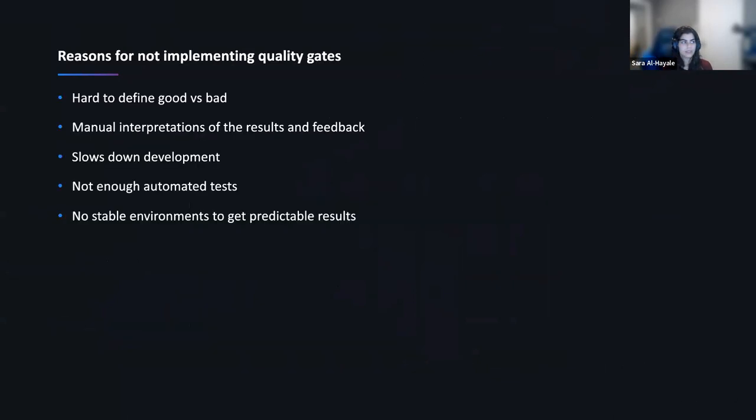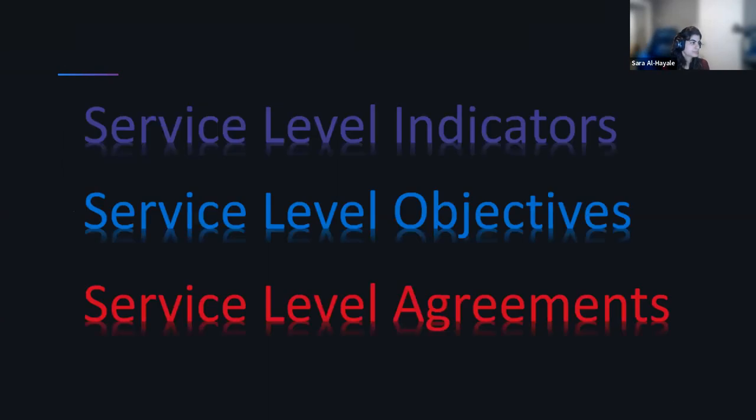that data in. They're really hard to define. There's a lot of interpretation as to what is a good result and what is not. It slows down development of actual code, and there's no stable environment to get predictable results. So what we can do is focus on SLIs, SLOs, and SLAs, integrate that with what we were doing with AIOps, and create quality gates so that only quality code is making its way through.